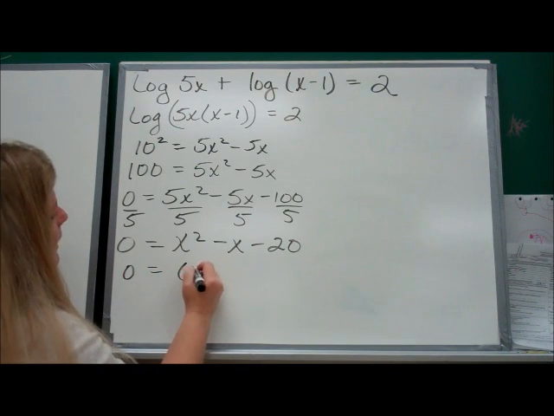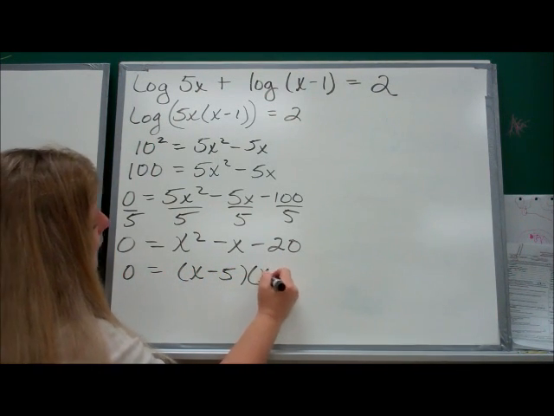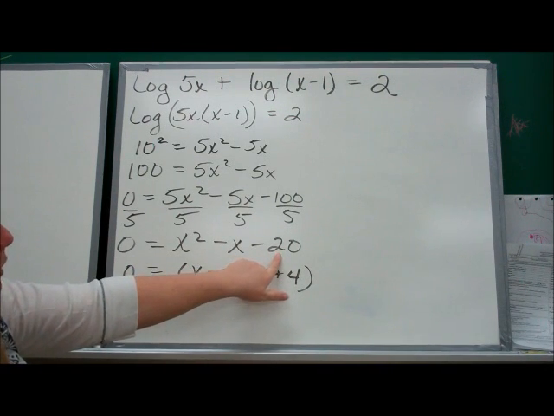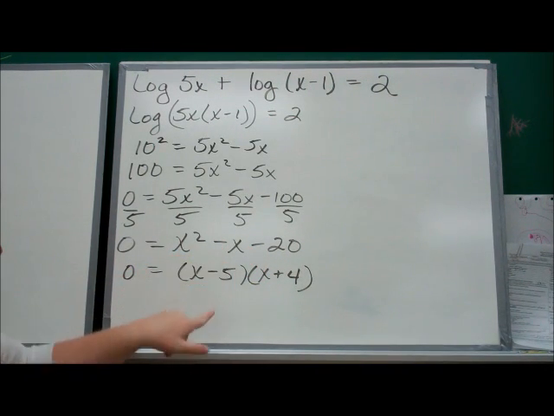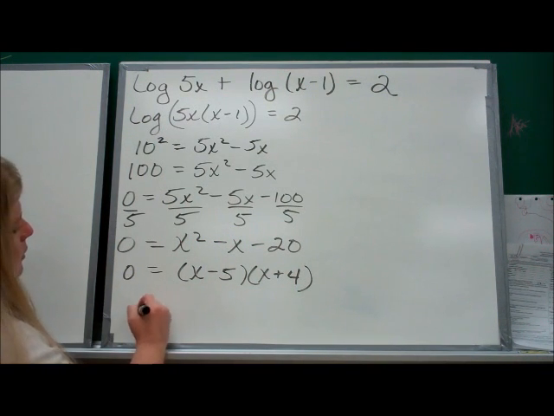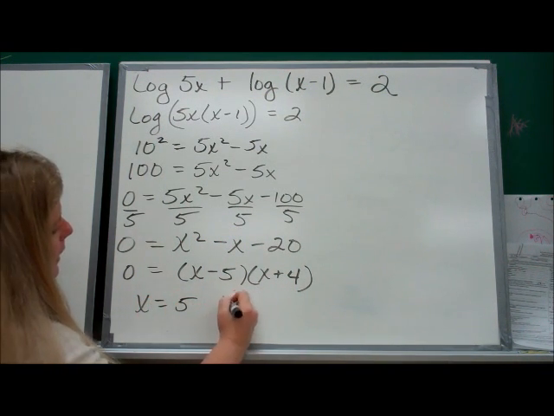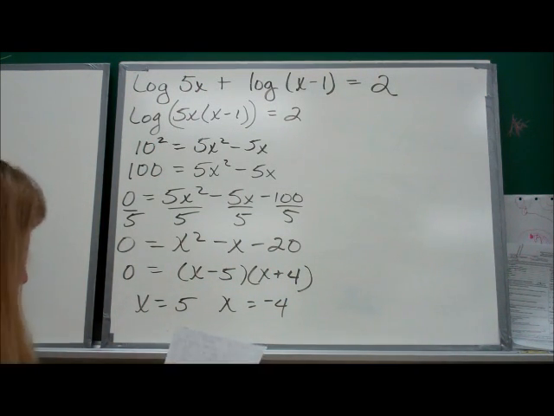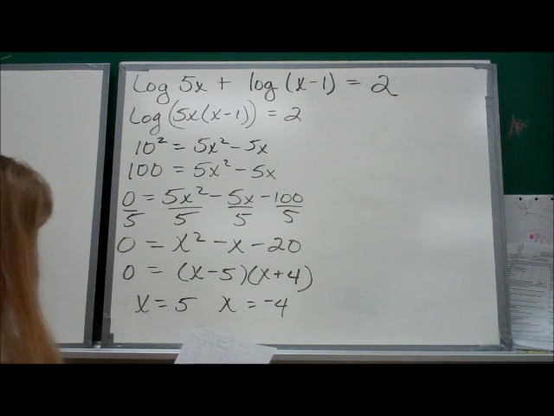0 equals x minus 5, x plus 4. Remember, factors of 20 that'll subtract to 1 are negative 5 and positive 4. So x equals 5 and x equals negative 4. This is where it's extremely important to check your answers.